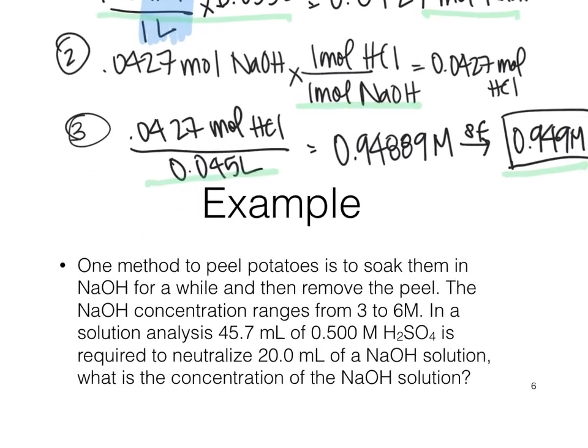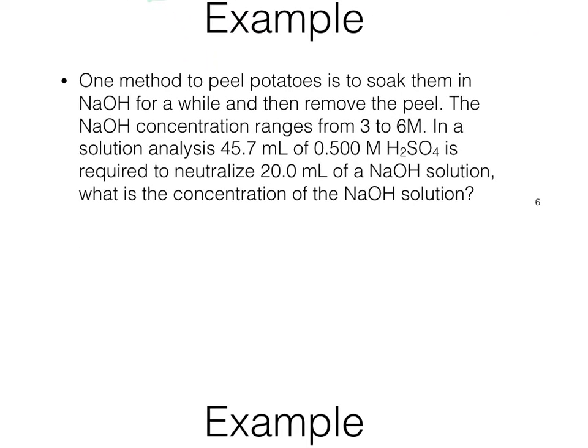Let's work another example. So in this example, one method to peel potatoes is to soak them in sodium hydroxide for a while and then remove the peel. The sodium hydroxide concentration ranges from 3 to 6 molar. In a solution analysis, 45.7 mL of half molar sulfuric acid is required to neutralize 20 mL of a sodium hydroxide solution. What is the concentration of the sodium hydroxide solution?